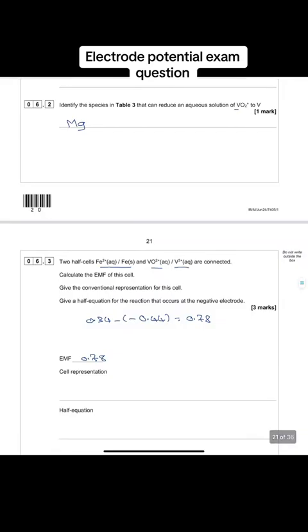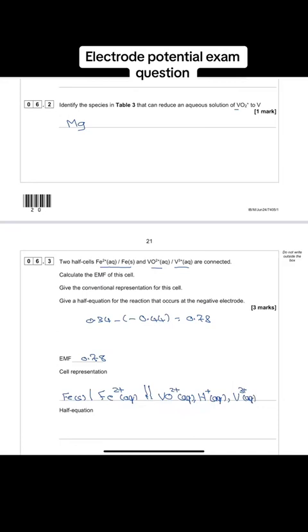And then the cell representation. For the cell representation, we always start with the side where the oxidation takes place. You always start with the electrode. Here, the electrode is going to be the iron, which is the solid, so Fe(s), and then it's going to be the iron 2+ aqueous. So this is on the left-hand side, and then you're going to have the salt bridge, and then we're going to start with the reduction reaction. So we have the VO2+ aqueous, and if you look at the equation, you're going to find that there is also H+ aqueous, and then we have the vanadium 3+ aqueous.